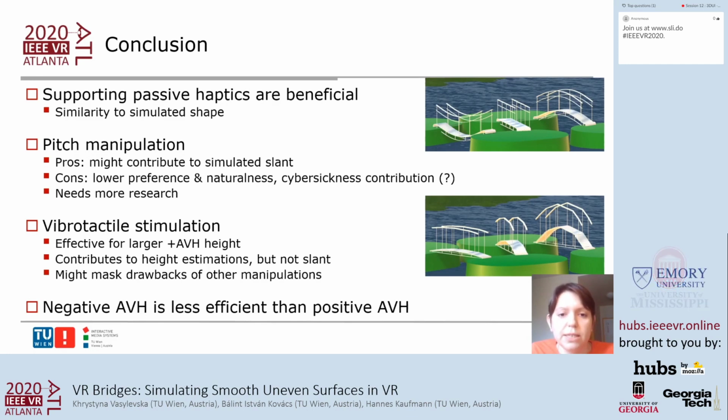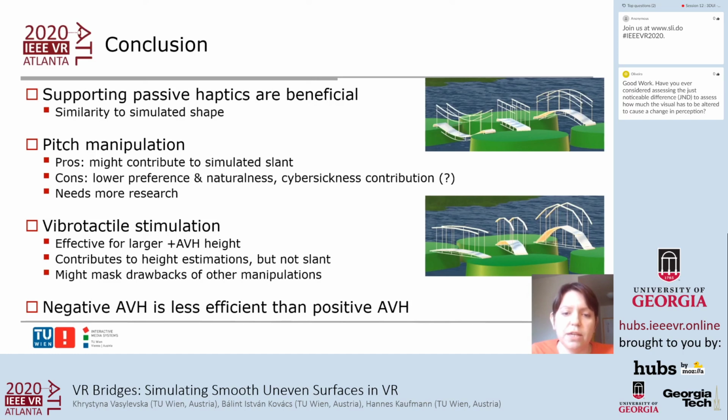Talking about the vibrotactile stimulation, it seems to be more efficient for height manipulations larger than 20 centimeters. It does improve the height estimates, but not the slant. However, it might mask some of the drawbacks of other manipulations, such as the feeling of unnaturalness caused by the pitch manipulation. Finally, the use of negative added height seems to be less efficient than the positive one. But that might change if we use concave real props, which is the subject of future research.